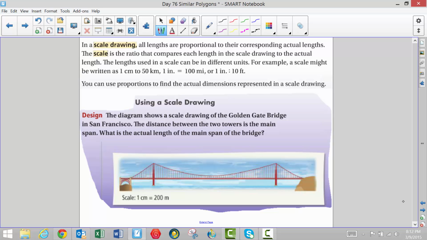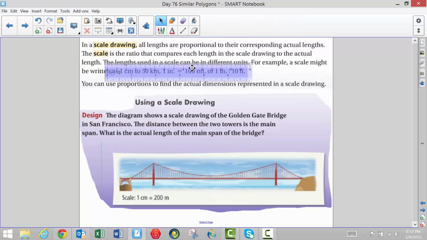And then I have a scale drawing problem. The diagram shows a scale drawing of the Golden Gate Bridge in San Francisco. The distance between the two towers is the main span. What is the actual length of the main span of the bridge? Well, to do this, I tell you that 1 centimeter is 20 meters. So what you have to do is get out your ruler.